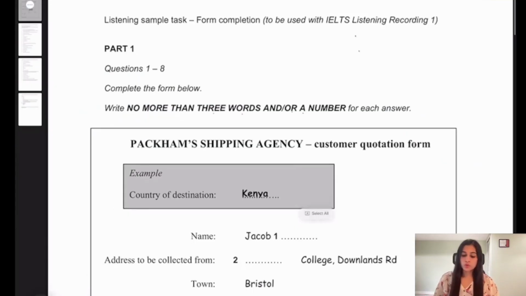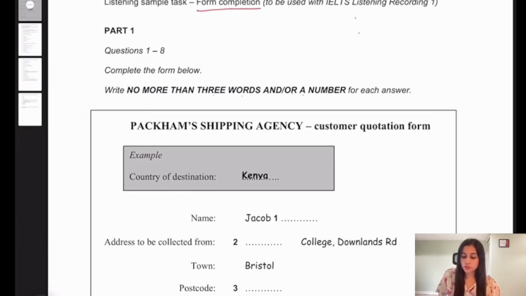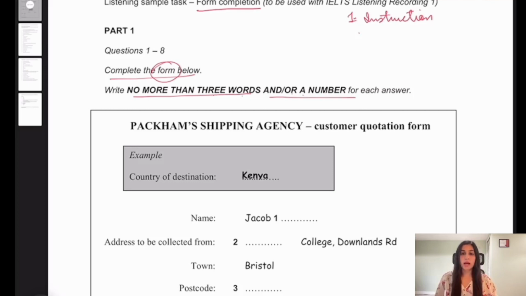All right, so we are solving a form completion question, and the very first thing that we were supposed to do is read the instructions. So the instructions here say: complete the form below, write no more than 3 words and/or a number. So you have to follow the instructions. You can write up to 3 words and/or a number. So there is also an or, which means writing a number is not necessary.